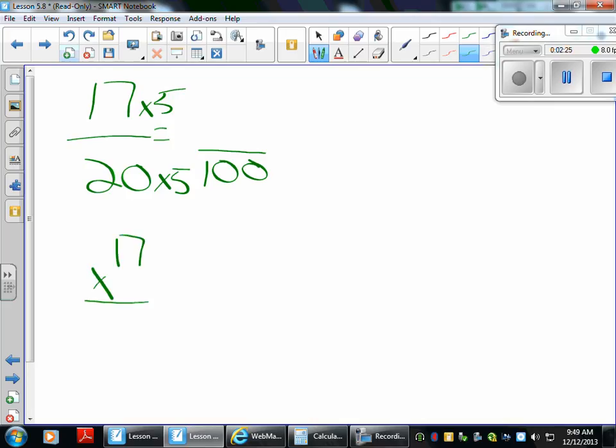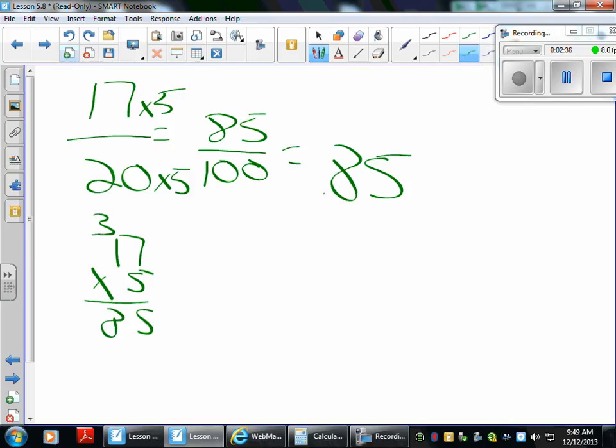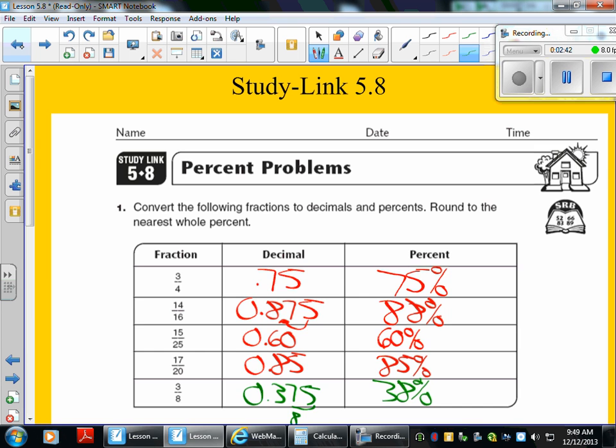17 times 5. 7 times 5, we have 35. 5 times 1, we have 5, plus 3, we have 8. 85/100 would be 0.85. 85 hundredths, which would be 85%. That's how you would do it without a calculator.